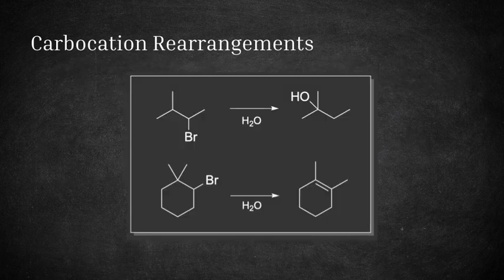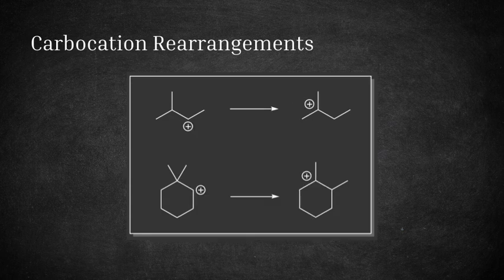Consider the following examples. The following secondary alkyl bromide starting material undergoes nucleophilic substitution via an SN1 mechanism to form the tertiary alcohol rather than a secondary alcohol. Similarly, this secondary alkyl bromide starting material undergoes E1 elimination to form the tetrasubstituted alkene rather than a disubstituted alkene. Both examples have something in common: the carbocation intermediate that was expected to form rapidly rearranged into the more stable carbocation intermediate, which then continued through the rest of the reaction pathway. So what caused this change?